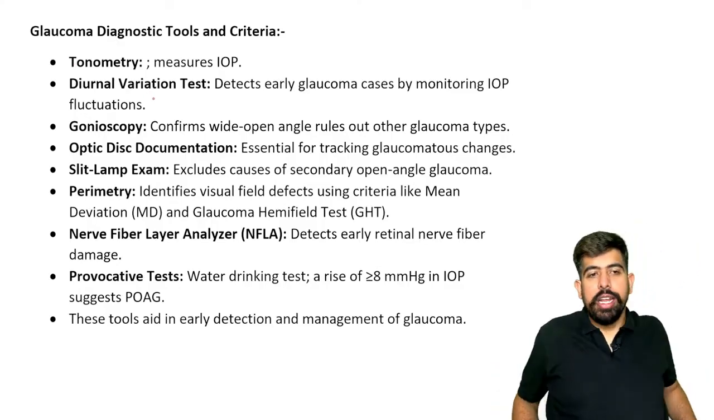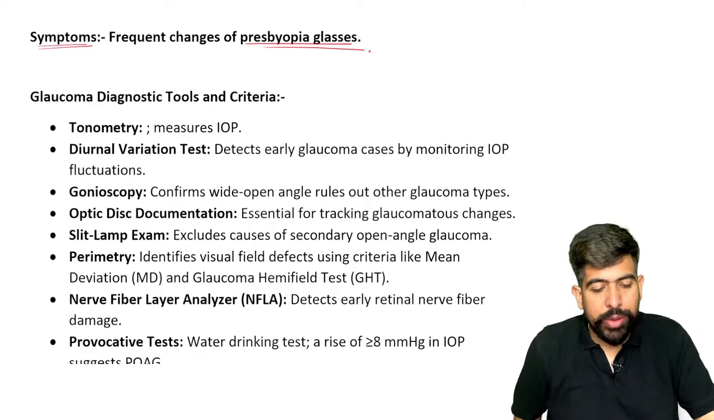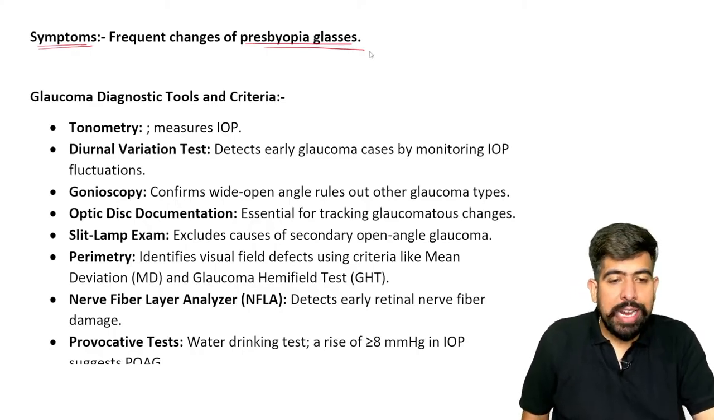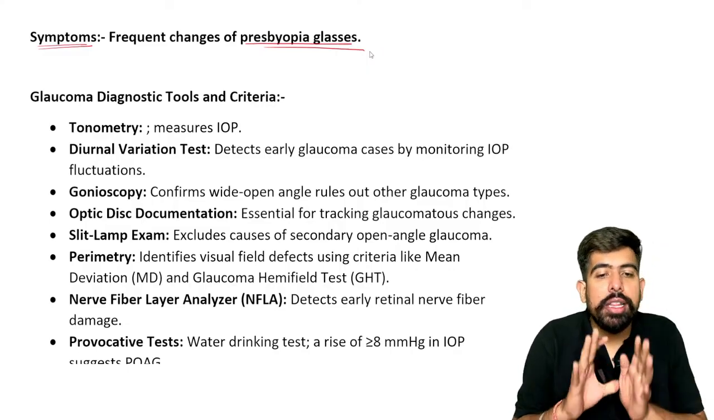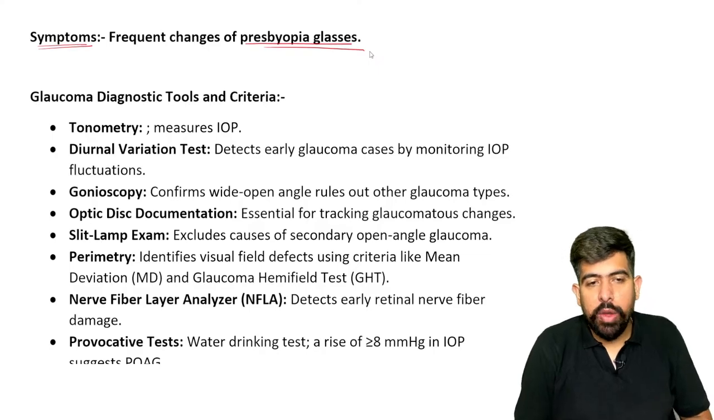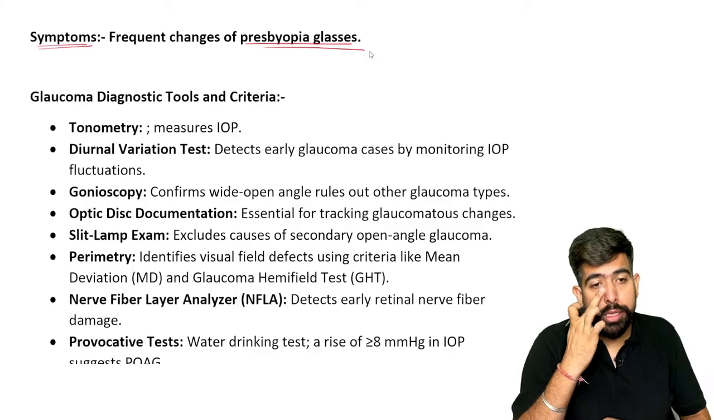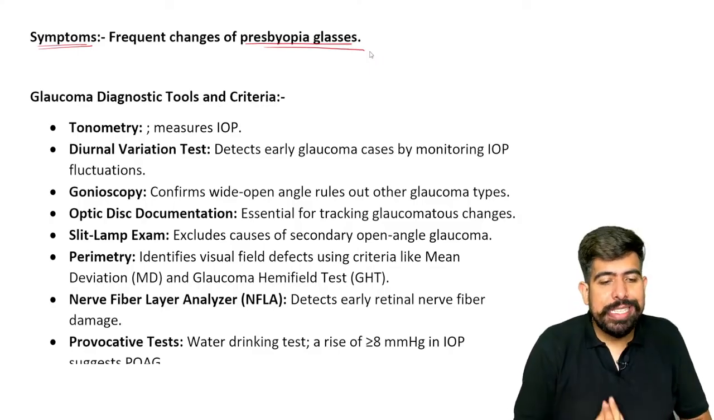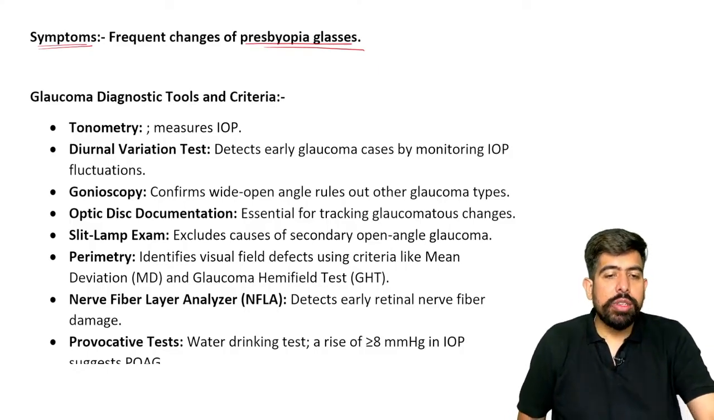Because it is asymptomatic, but there are frequent changes in the presbyopic glasses, because in the fifth to seventh decade of life, the patient has this. Okay, so all the other things are asymptomatic. We talked about it, right? The patient remains asymptomatic. But if a symptom is present, it is only that the patient has frequent changes in the presbyopic glasses.